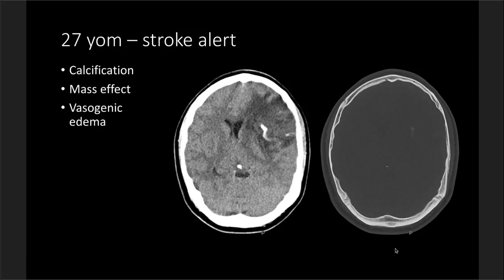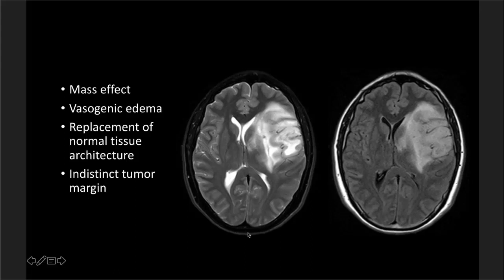Here we have the T2 weighted image and the T2 FLAIR image, and we can see this large T2 hyperintense mass. It's infiltrating the brain parenchyma. It's causing mass effect. There's a midline shift. There's sulcal effacement. We have the surrounding vasogenic edema. And we have replacement of normal tissue architecture. So the cortex here, we can't quite make it out. It's very blurry, thickened, and there is abnormal architecture of the tumor.